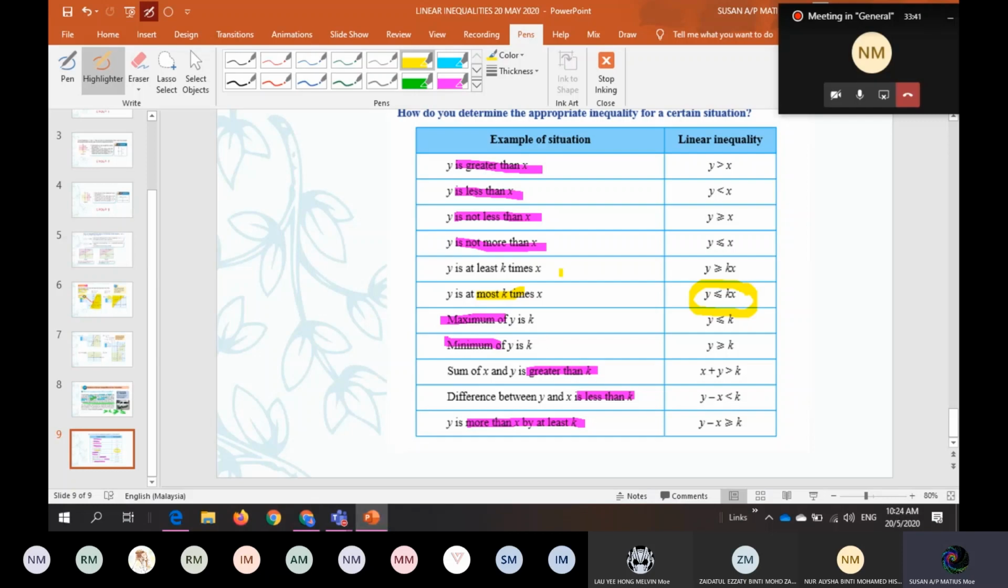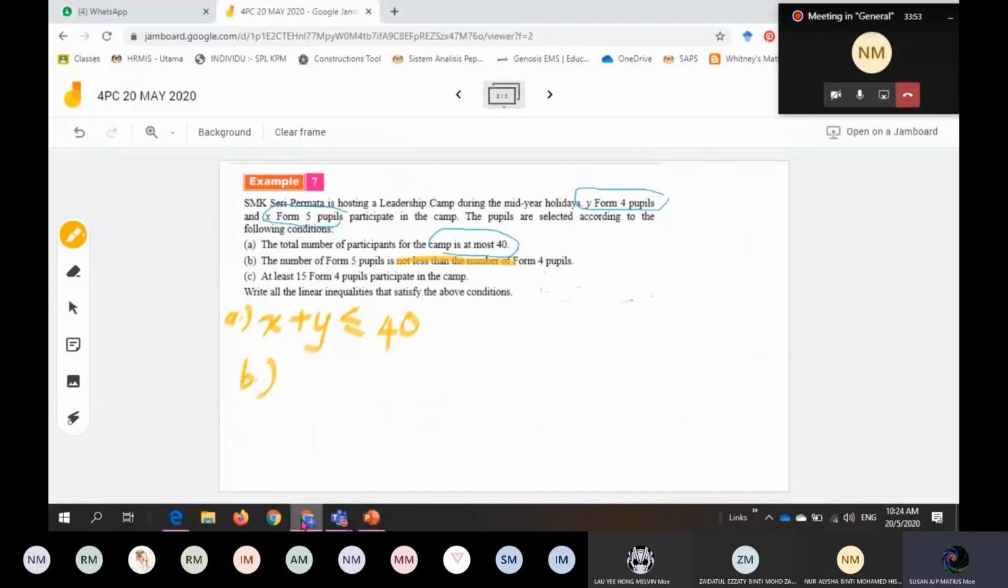Not less than. Can you see this, guys? So that means your answer is going to be x is equal to or greater than y. All right, so question C.